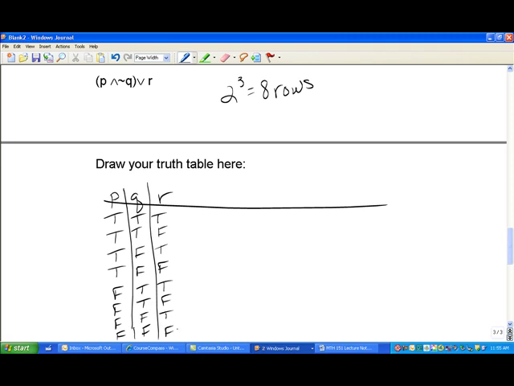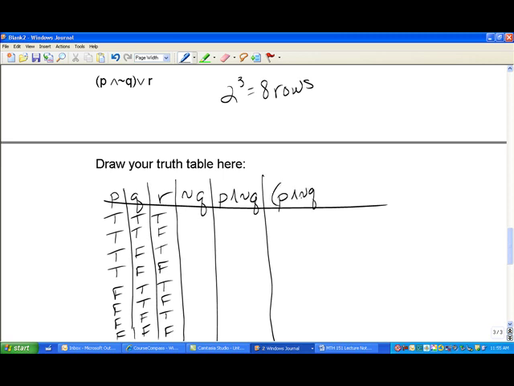Okay, so that's taking care of the setup of the rows. Now, what about columns? Well, I need to look. The only one that's negated is the not Q. And then I have a part in parentheses I need to take care of. And then last of all, I need to take care of P and not Q or R. Okay, so when I'm negating Q, I'm looking at the Q column here, and I want to negate each one. The negation of true is false. Negation of false is true. Negation of true is false. Negation of false is true.